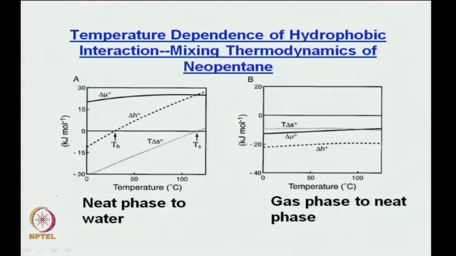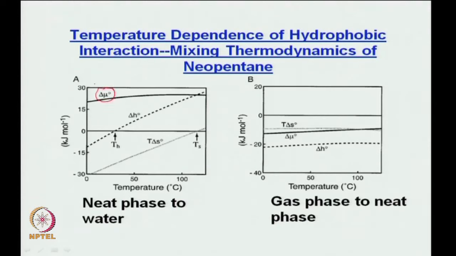And the right side says gas phase to neat phase. It means that you take a neopentane molecule which is in the gas phase and put it in liquid neopentane, which is the neat phase again, right. So, this is why it is the mixing thermodynamics. One is you are mixing in water, the other one is you are mixing neopentane in neopentane, but from gas to neat state. Now, focusing on the left hand side panel, let us look at this. You see on the top is your delta mu, right.